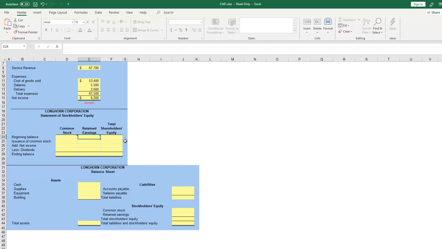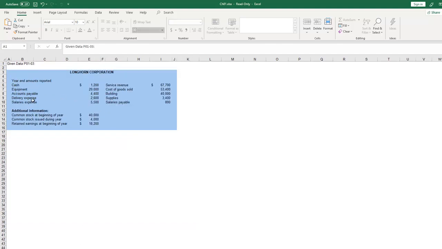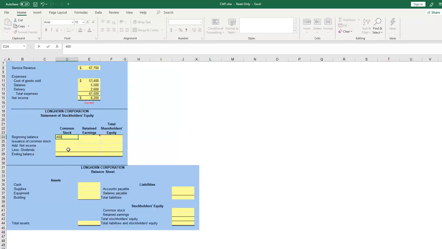So let's walk through these together and figure out what items need to be updated for common stock and what items need to be updated for retained earnings. Okay, so beginning balance, common stock. We are going to look at that in our given. So our common stock beginning balance is going to be $40,000.